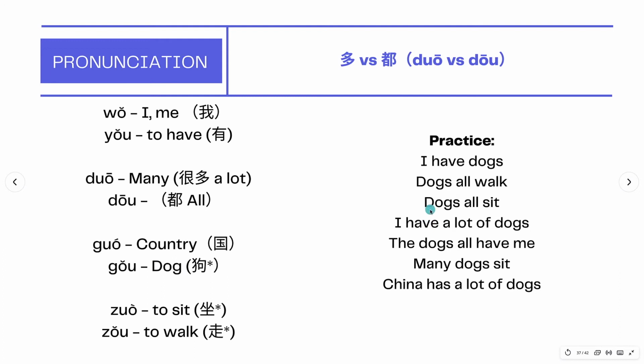Okay. Dogs all sit. Go. Do. And then it's 坐. This might be even more difficult, because now we're saying two o, and then we're saying o all of a sudden. Go. Do. 坐. Fantastic. I have a lot of dogs. Well, do you? Wonderful. I have a lot of dogs.